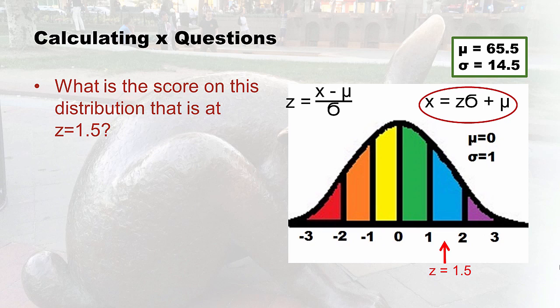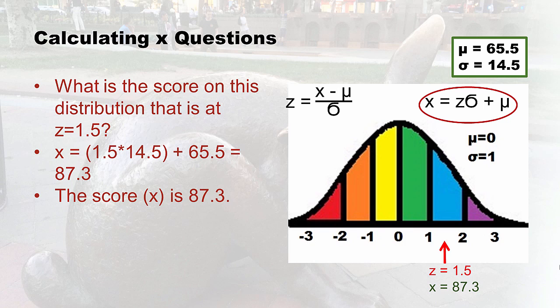So let's say I was just bored and I was wondering, what is the test score on this distribution that is at z equals 1.5? We never asked that question before. So let's say I just, out of curiosity, wanted to know what the test score would be of a student at z equals 1.5. So I would take 1.5 times 14.5, because that's what the formula says. It's z times the standard deviation, and I do that first because of order of operations. Then I add the mu, which is 65.5, and I get 87.3. So the student who got 87.3 got a score that's at z equals 1.5.